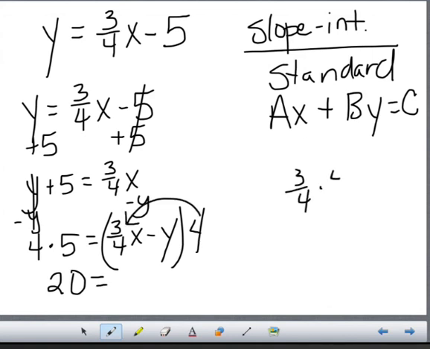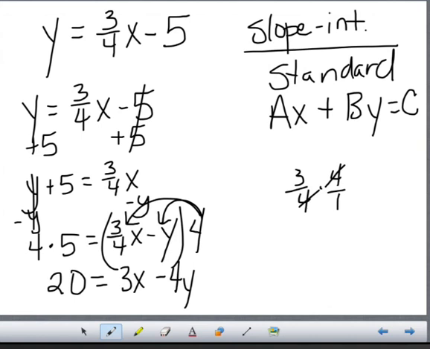Come over here on the side if you don't see that. Those cancel out. That's just going to be what? 3x minus 4y. Now am I in standard form? Well, have I met all my criteria? Is A positive? Yes. Is A a fraction? No. So I'm okay there. Are A and B both 0? No. They're 3 and -4, so I'm okay there.